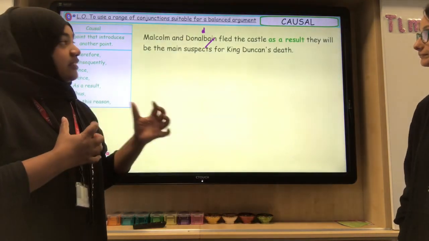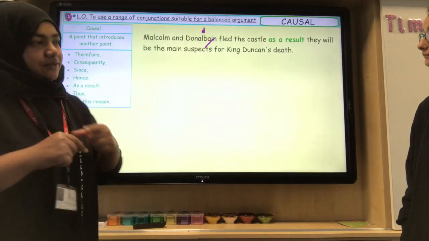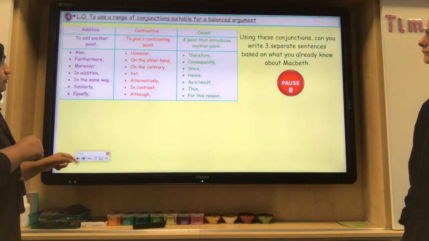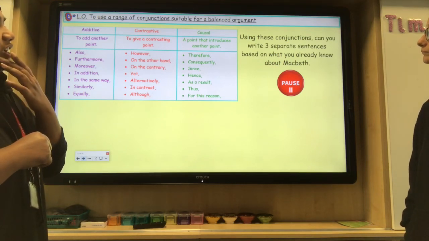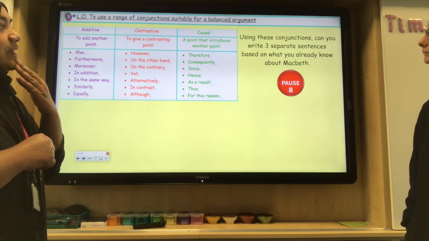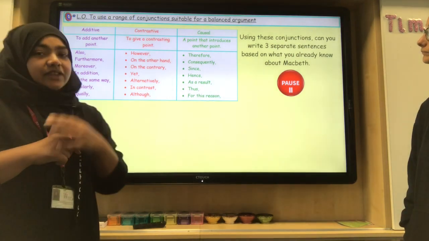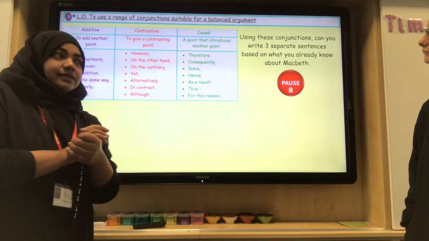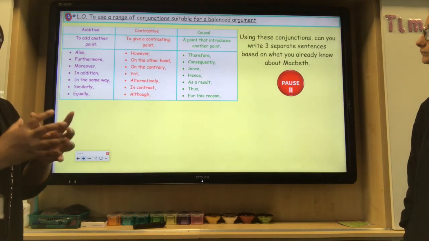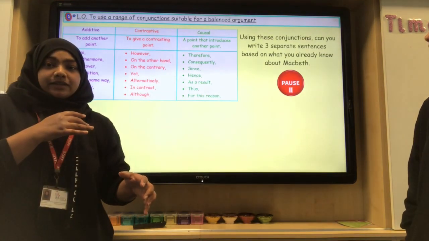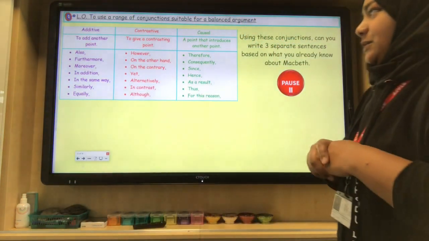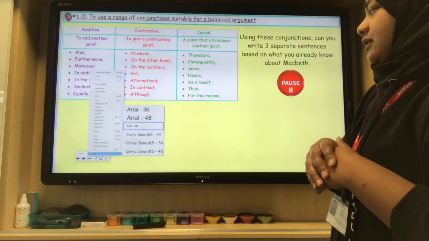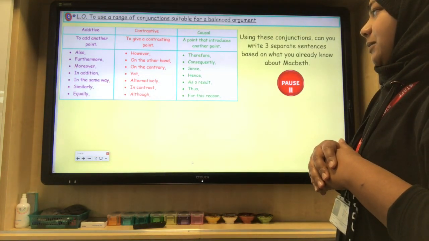Okay, and I'm not going to model anything else here because that will be your activity to do. So using these three conjunctions, can you write 3 separate sentences based on what you already know about Macbeth? They could be any 3 separate sentences about what you've read so far, what you've watched so far. If you need to, go back onto the BBC website and rewatch some of the animations. And then we might type up some examples as well. So have a go yourself, and then we will type some up ourselves.